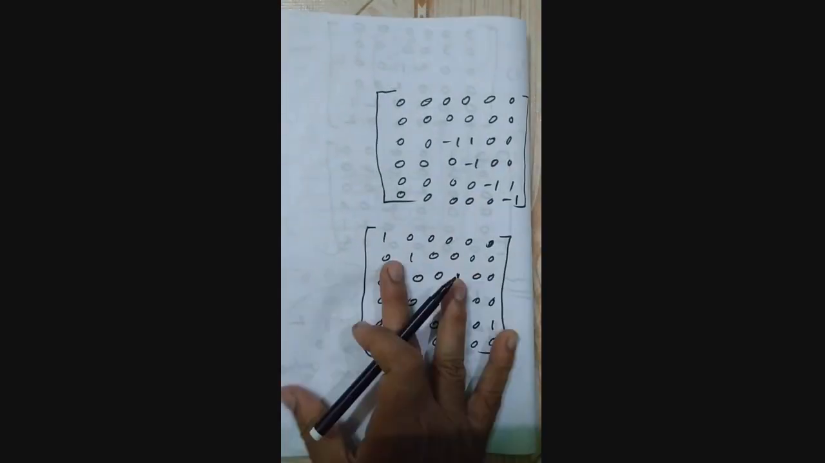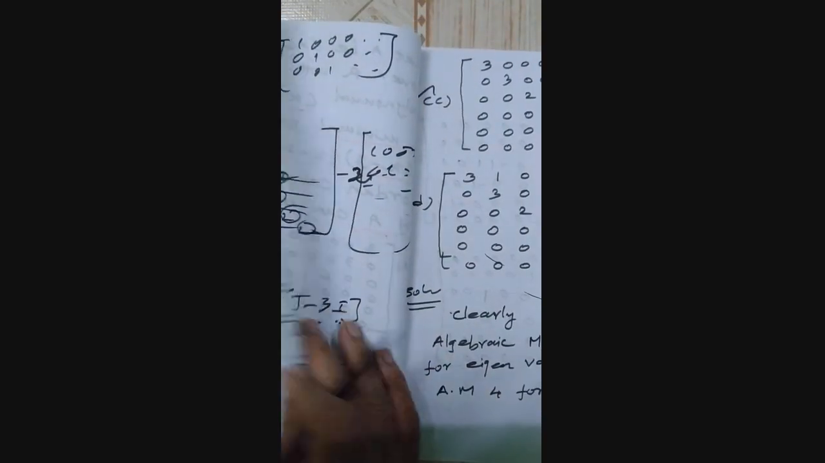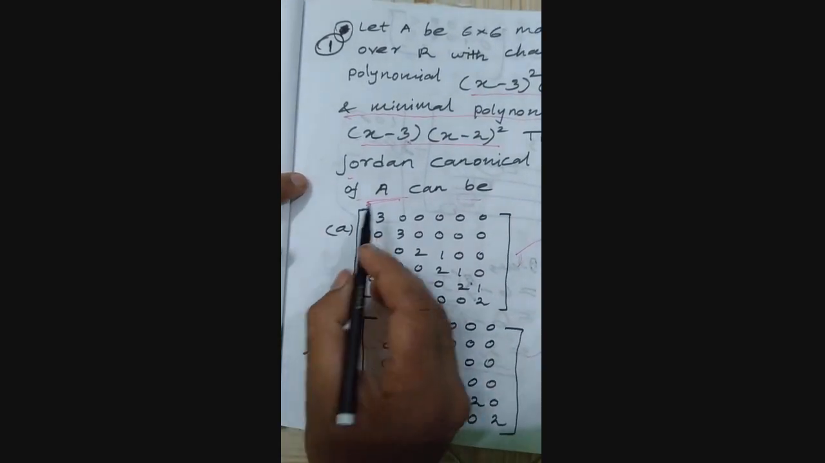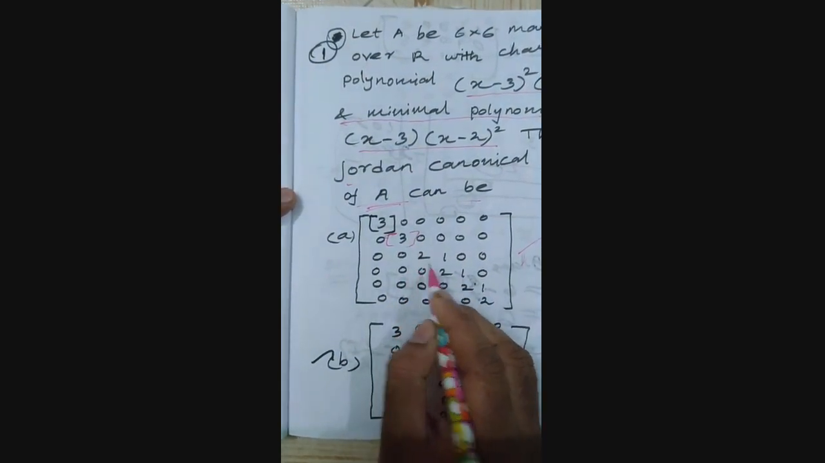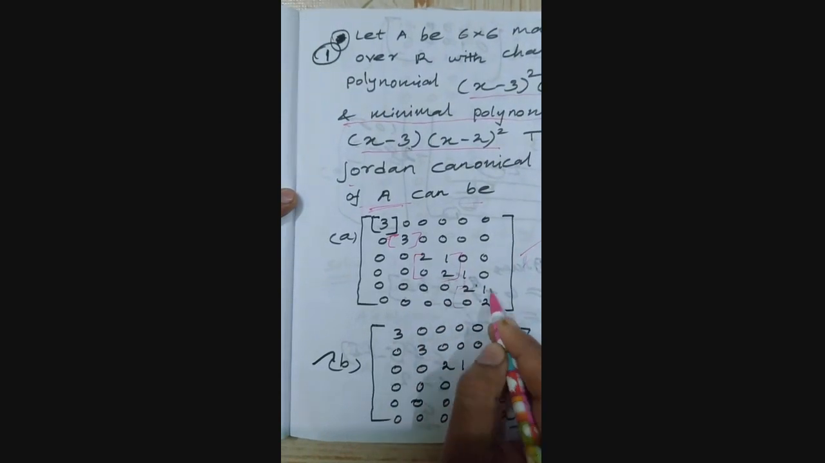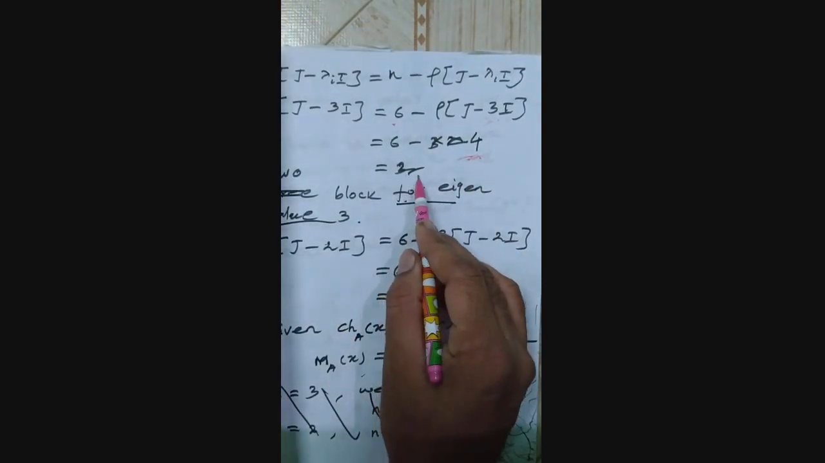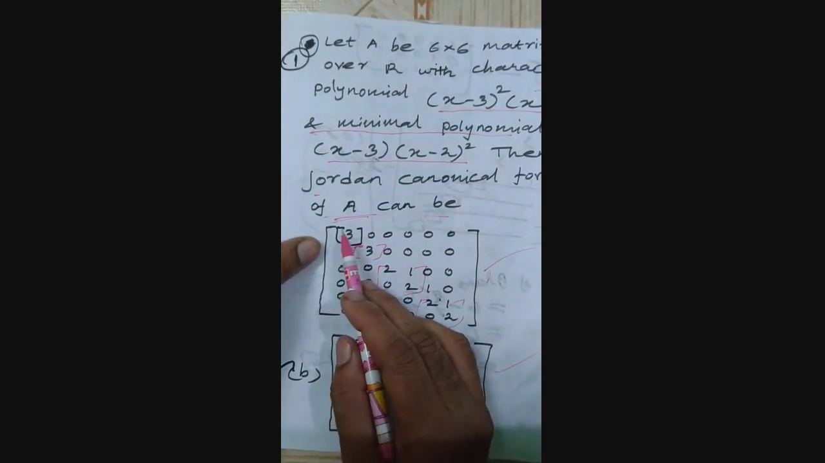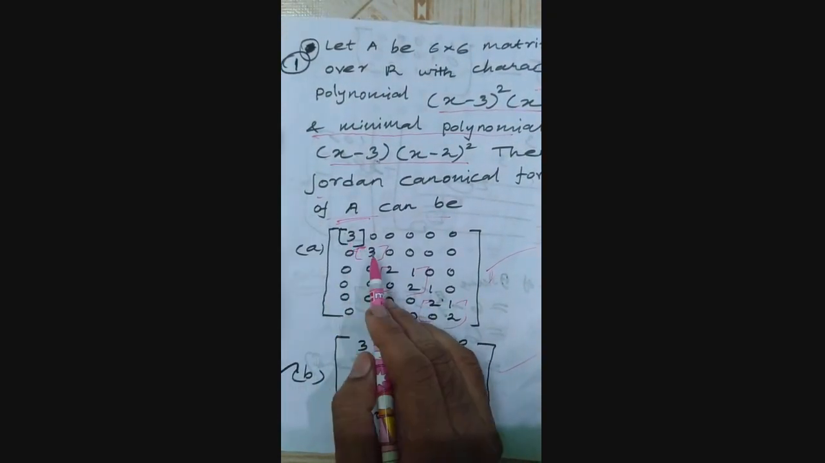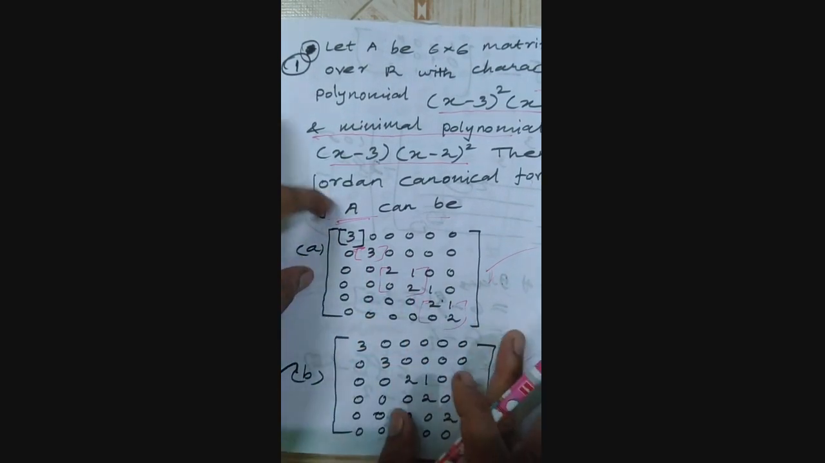So go to the options. This is one of the blocks. It is another one. Next. Just now we have seen the eigenvalue 3, two blocks for eigenvalue 3. Two blocks, 1 by 1 blocks. That is two blocks.